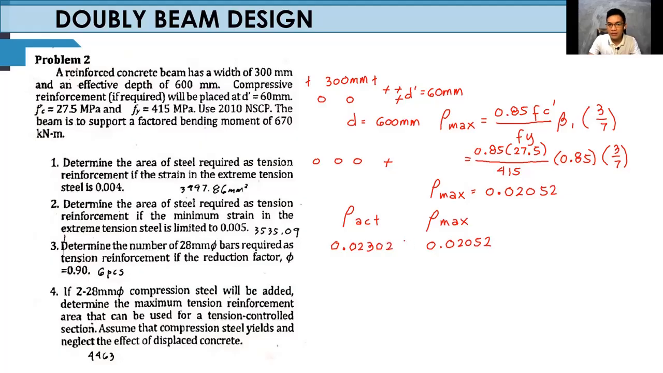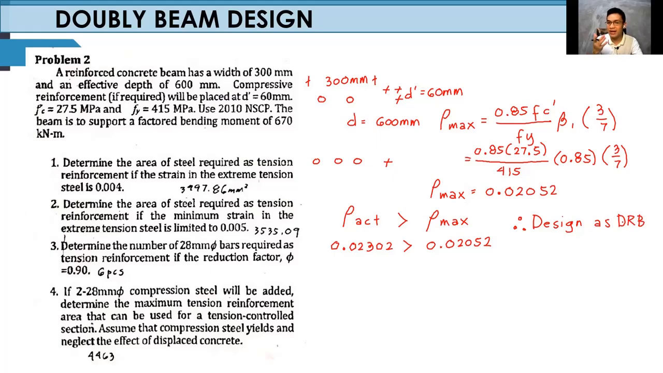0.02302. So as you can see, it is greater than our rho maximum, our actual rho. Therefore, hindi kakayanin na sa baba lang lahat ng reinforcement steel natin for tension side. So therefore, we can conclude that this is a doubly reinforced beam. So design natin as doubly reinforced beam. Okay? Sulat natin ulit. Design as doubly reinforced beam. Ayan.